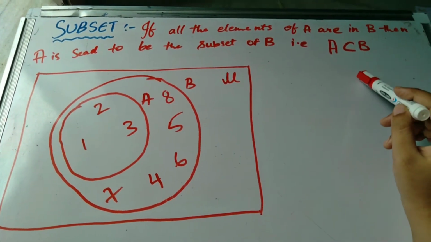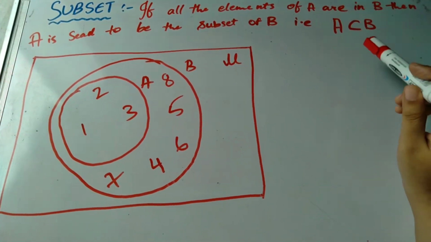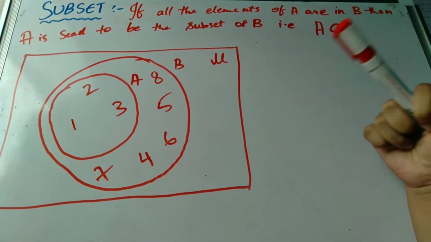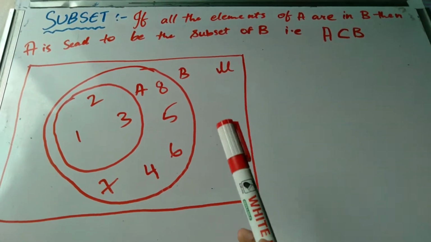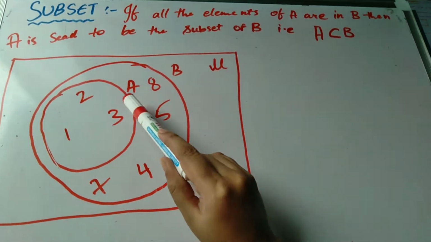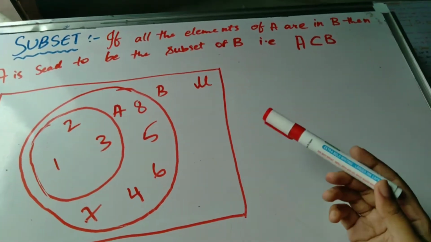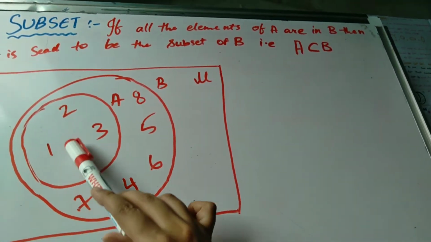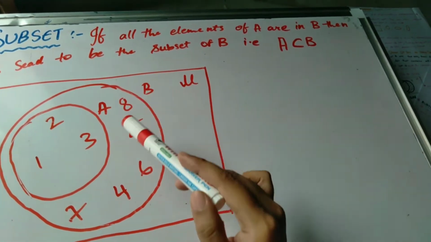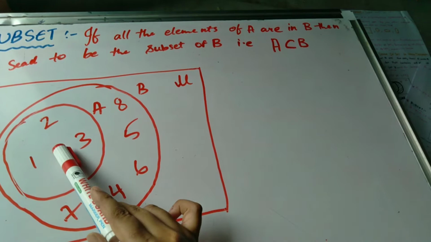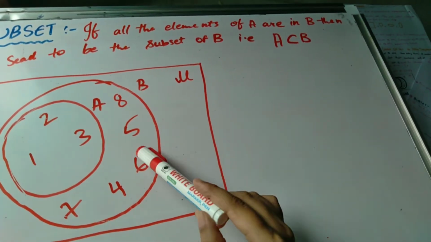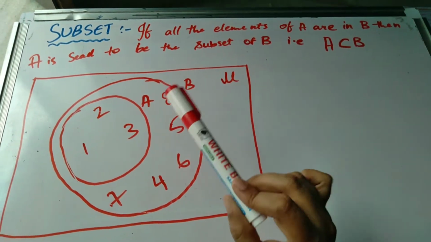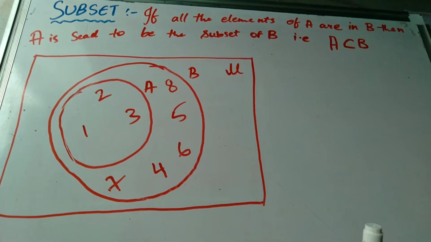I have discussed this definition in the first video of sets, that is, basics of sets. The link is in the description, you can watch that. Here, if all the elements of set A are in set B, and B also has a few other elements, then A is said to be a subset of B.